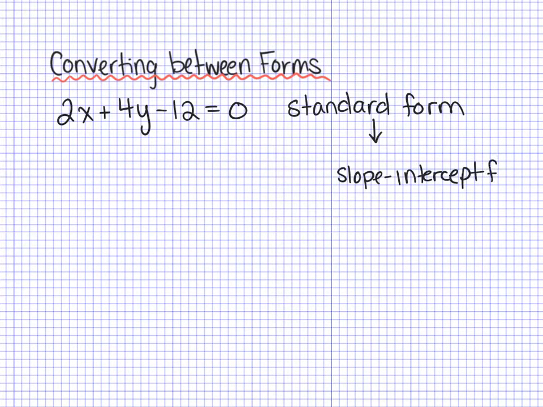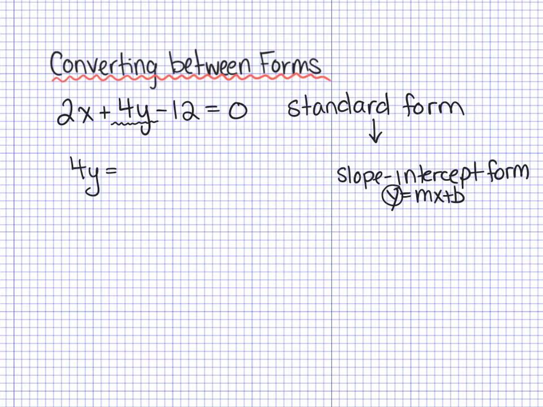And we know that slope-intercept form looks like y = mx + b. So our goal is to isolate y, basically. We want to get y alone. So we take this giant equation, and I know I want this 4y to remain on the left-hand side. So I'm going to subtract 2x and add 12 to both sides so that I'm just left with a 4y on the left.